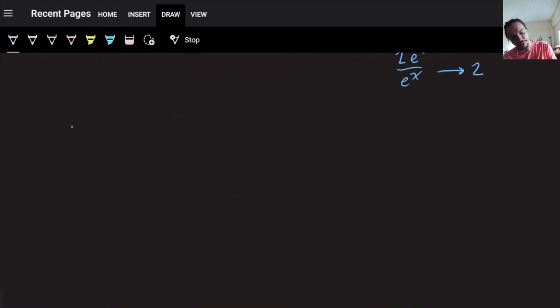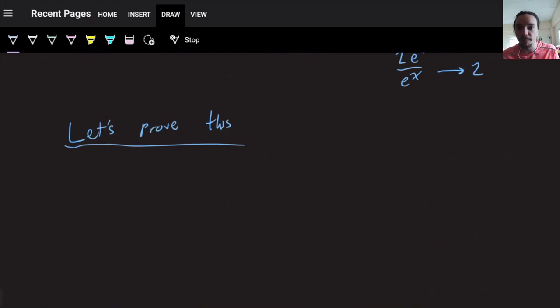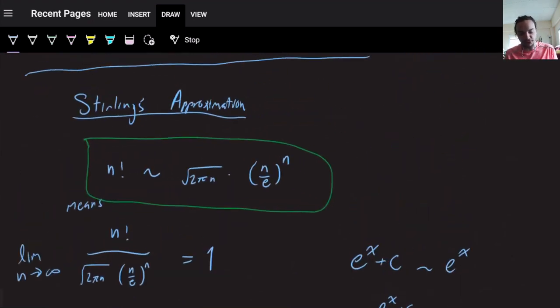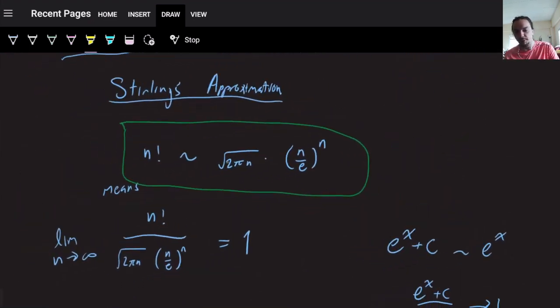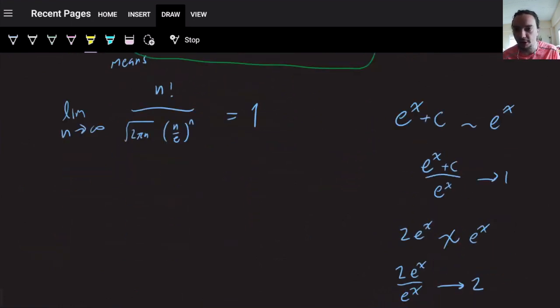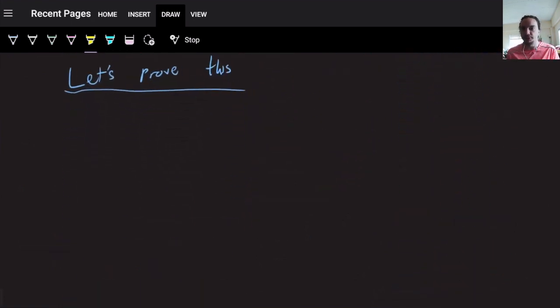So let's try to prove this. First things first, we're going to prove a weaker form. We're going to get the Stirling approximation, but without the square root of 2 pi. We're just going to get an arbitrary constant. So this is called a big theta asymptotic, where we know now that it grows like this function, but we don't know what the actual constant is when you divide them.